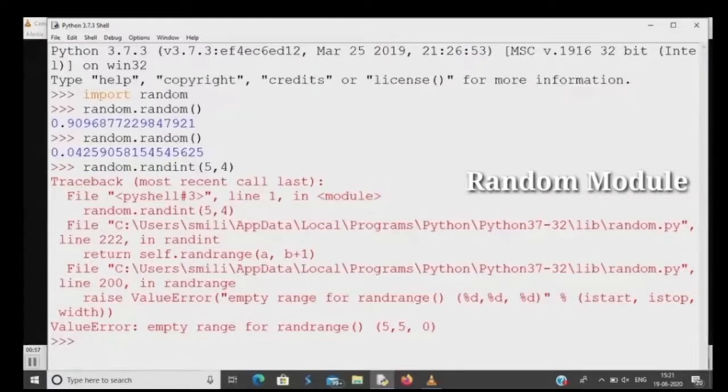So you can see here that twice I have run the same code random.random, but I am getting two different values. First time I am getting 0.90968 something, and second time we are going to get 0.04259 and something. So using the random function, whenever we are going to execute this function, we will get any random value.